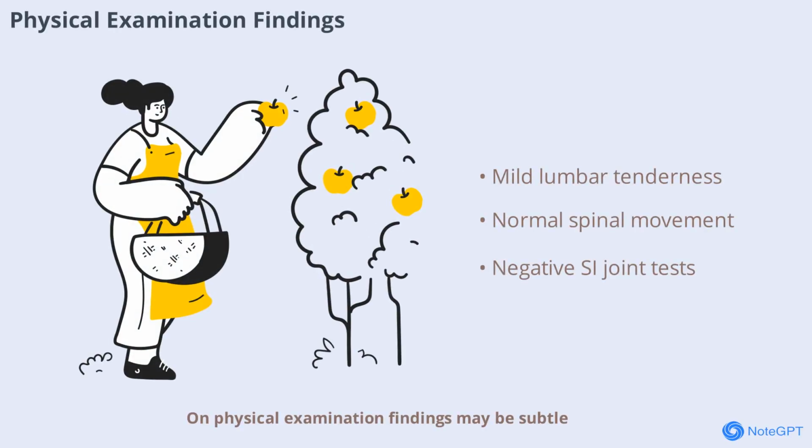On physical examination, findings may be subtle. There may be mild tenderness over the lower lumbar spine or greater trochanters, but sacroiliac joint tenderness is often absent. Spinal movements are typically full and painless, and provocative tests for sacroiliac joint involvement, such as the Faber test, are usually negative. These examination findings, combined with the patient's history and imaging, help narrow down the diagnosis to OCI.